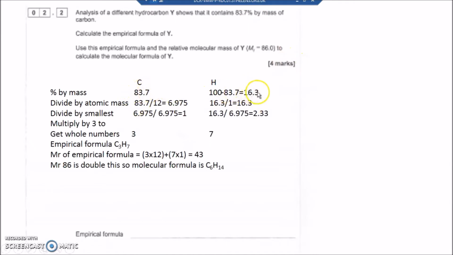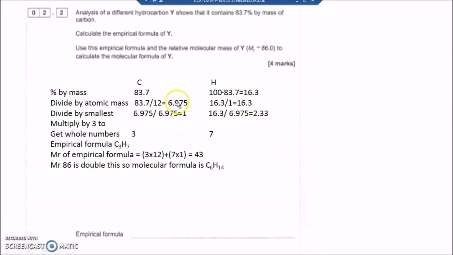So we've got 16.3% is hydrogen, 83.7% is carbon. You divide by the atomic mass of each of them. The mass of carbon is 12, the mass of hydrogen is 1. So if you divide each of those, 83.7 divided by 12, 6.975, and this one turns out as 16.3. Not a great ratio, that.